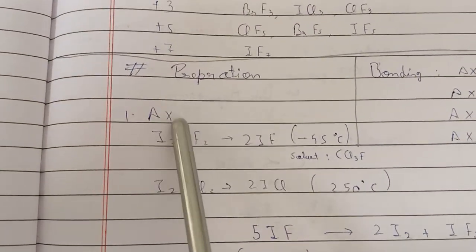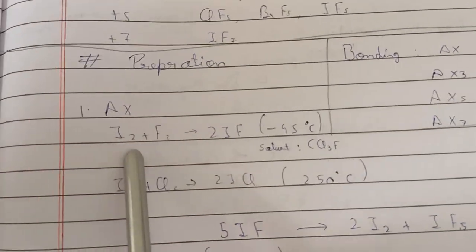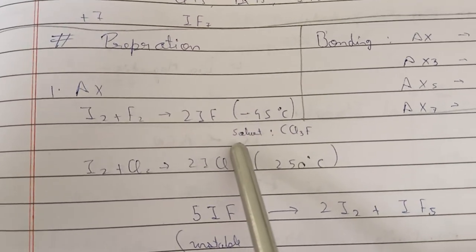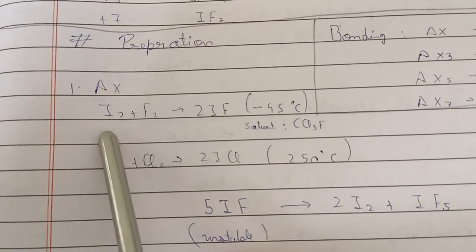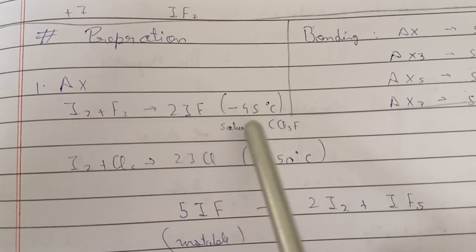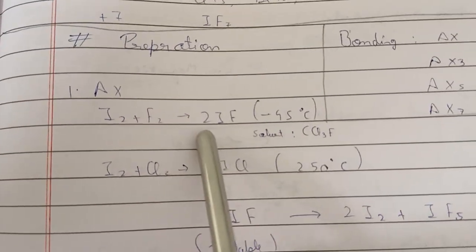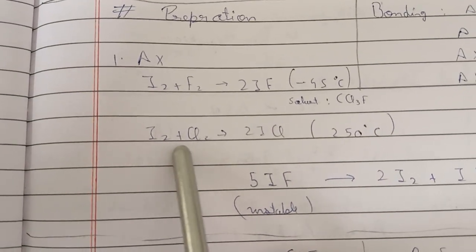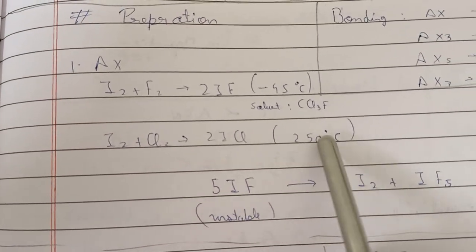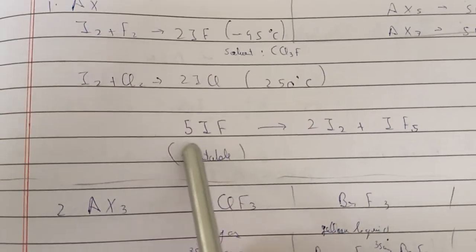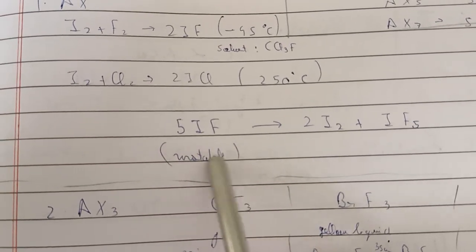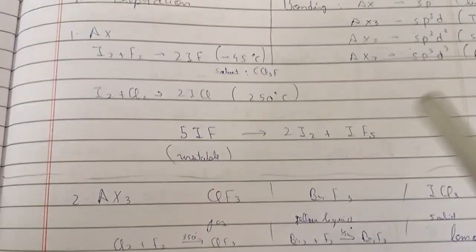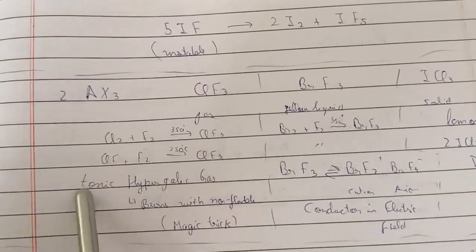Now preparation. Type 1, AX: I2 plus F2 at minus 45 degrees Celsius, with CCl4 as solvent. When I2 plus F2 are added at minus 45 degrees Celsius, an unstable compound IF is formed. It is very unstable. And I2 plus Cl2 becomes 2ICl at 250 degrees Celsius, a very high temperature. IF is very unstable. It breaks down into iodine plus IF5, which is stable. Pretty simple and easy. Let's move on to AX3.